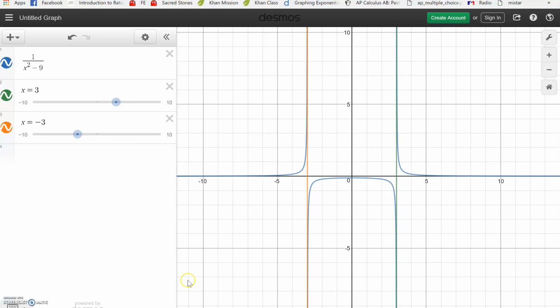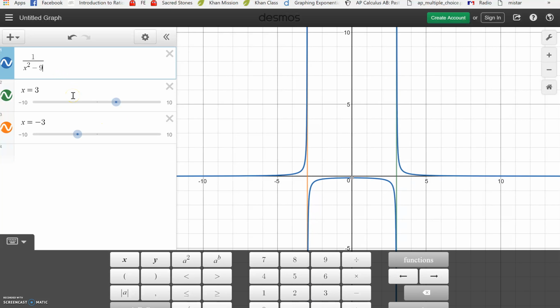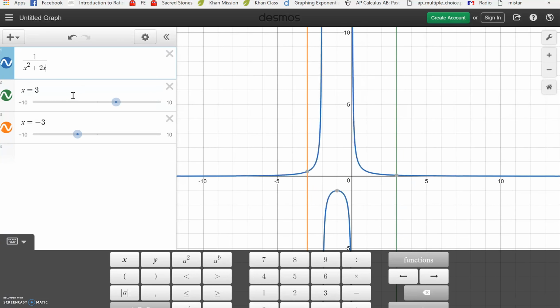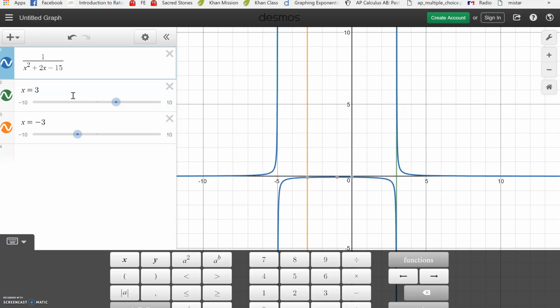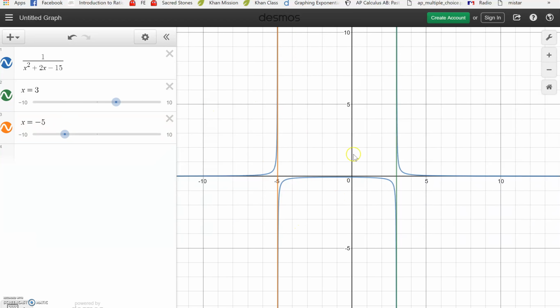So let's take a look at that one. I'm not even going to bother with the table in this case. I'm just going to go straight to the graph. So I had 1 over x squared plus 2x minus 15. Okay, and lo and behold, there's my asymptote at x equals 3. The other one I expected would be at x equals negative 5, and there's that one. So my two asymptotes are again exactly at the two places where my denominator would be equal to 0, negative 5 and positive 3. So that's a good trend to know.